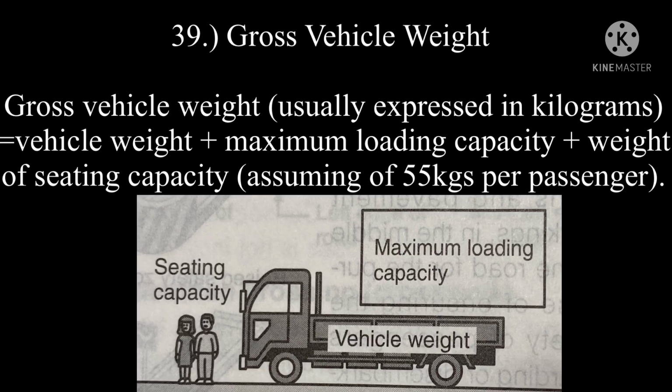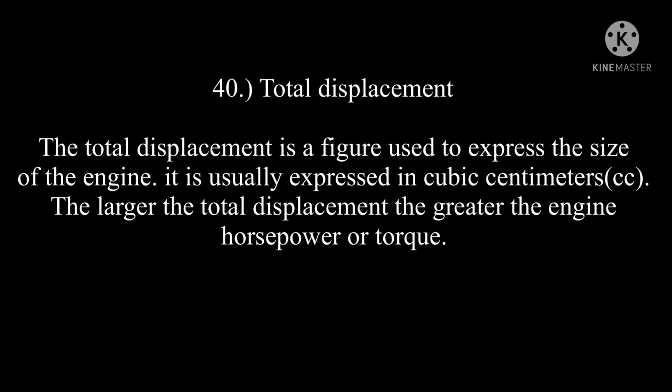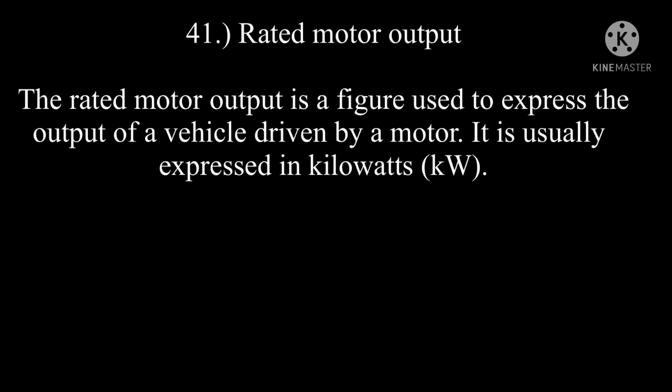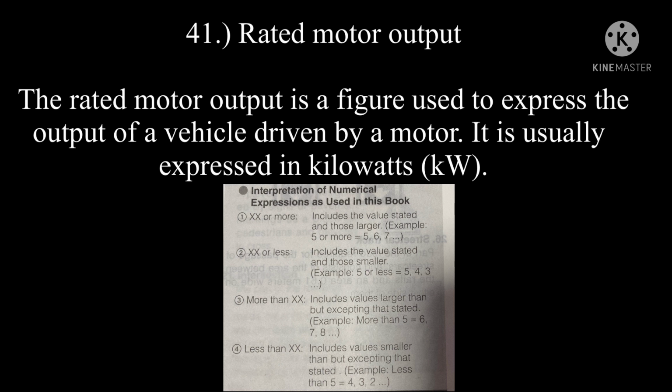Gross vehicle weight. Gross vehicle weight, usually expressed in kilograms, equals vehicle weight plus maximum loading capacity plus weight of seating capacity, assuming 55 kilograms per passenger. Total displacement. The total displacement is a figure used to express the size of the engine. It is usually expressed in cubic centimeters. The larger the total displacement, the greater the engine horsepower and torque. Rated motor output. The rated motor output is a figure used to express the output of a vehicle driven by a motor. It is usually expressed in kilowatts.